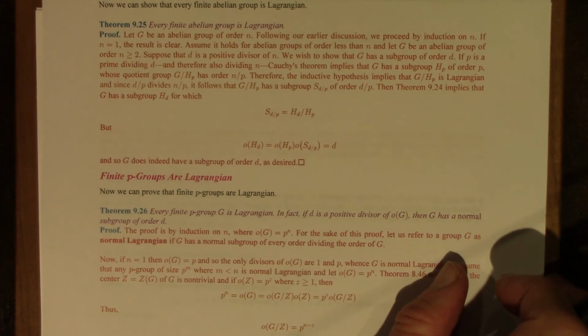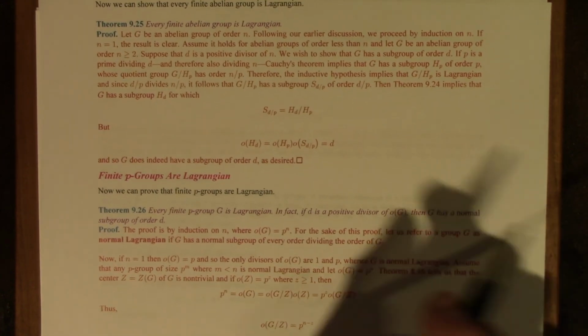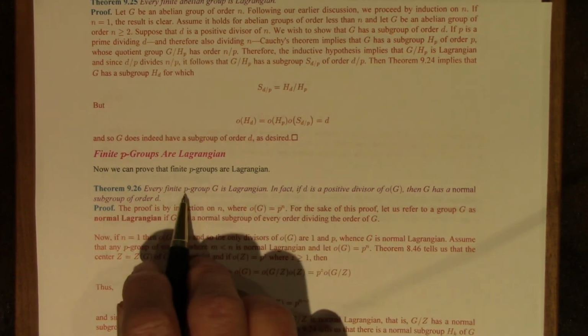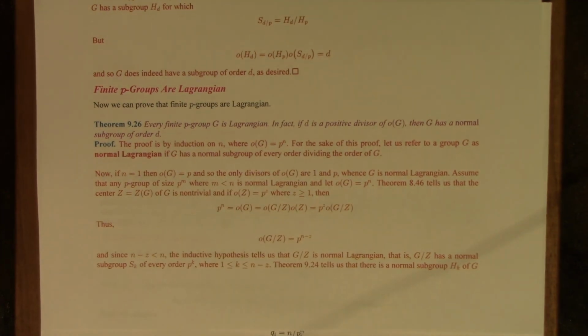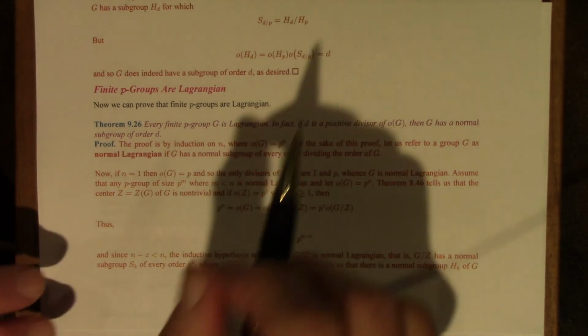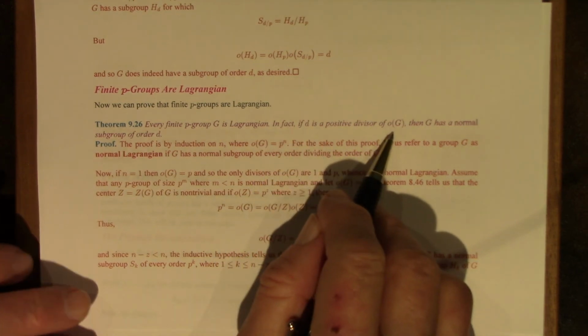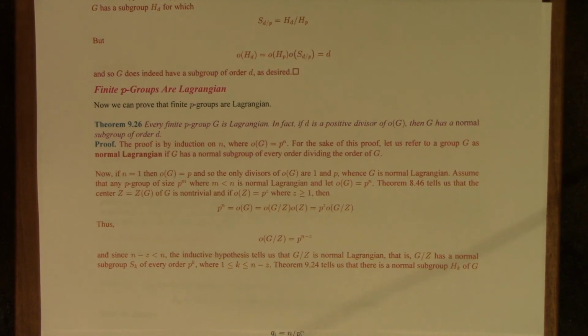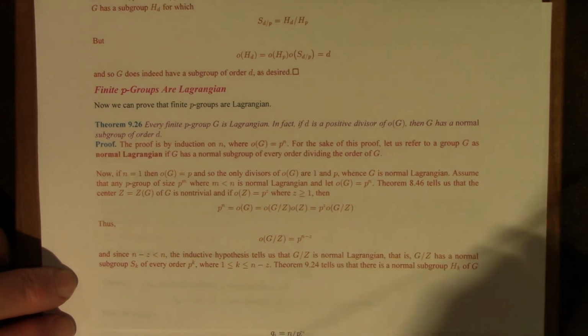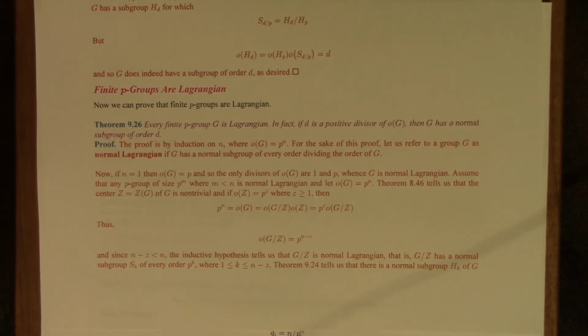Okay, so finite abelian groups are Lagrangian. What about finite P groups? Why are they Lagrangian? Not only are they Lagrangian, but if D is a positive divisor of the order of G, then G not only has a subgroup of order D, but it actually has a normal subgroup of order D, and that's pretty significant. So let's prove that. I don't know that there's a term for that, so for the purposes of this proof, I'll just refer to that as normal Lagrangian.